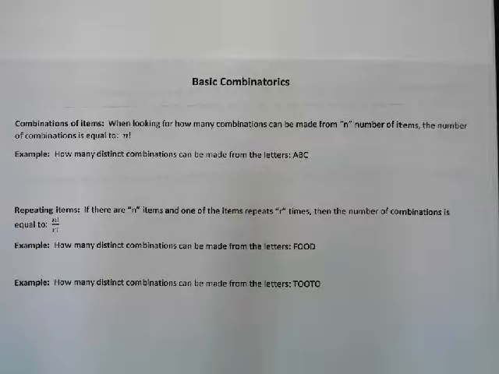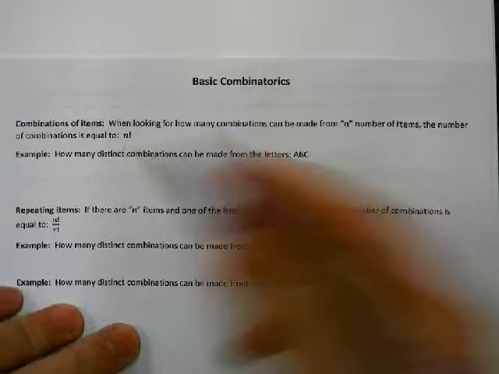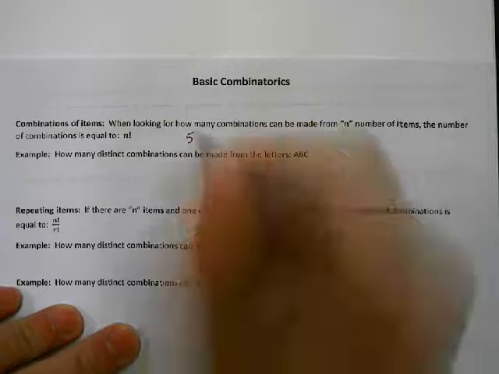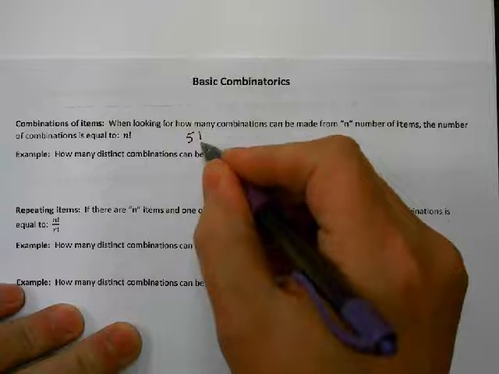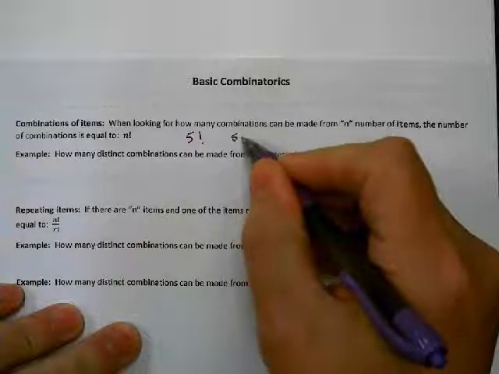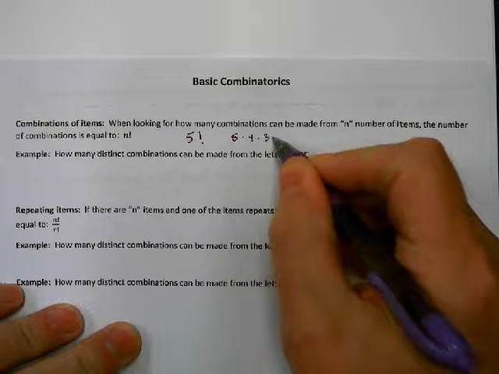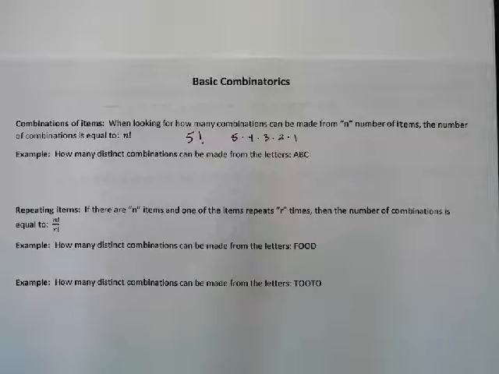So combinatorics is just how we can find combinations from different items. So when we're looking for how many combinations can be made from any number of items, the number of combinations is equal to n factorial, which means if we've got 5 completely different items, the number of combinations that can be made is 5 factorial. 5 factorial simply means 5 times 4 times 3 times 2 times 1. So 5 factorial just means all the whole numbers from 5 and below multiplied together.